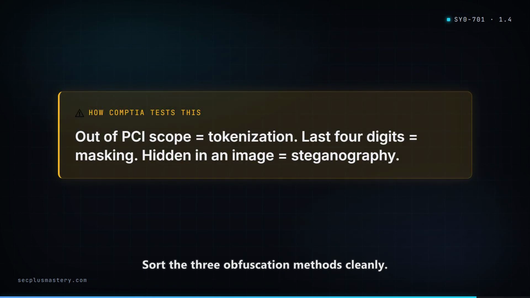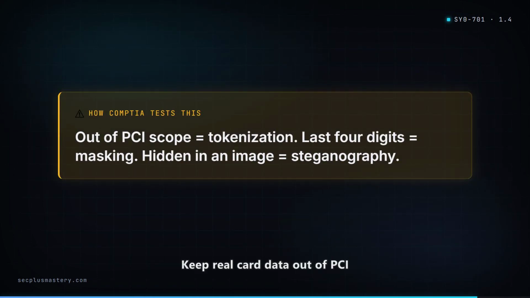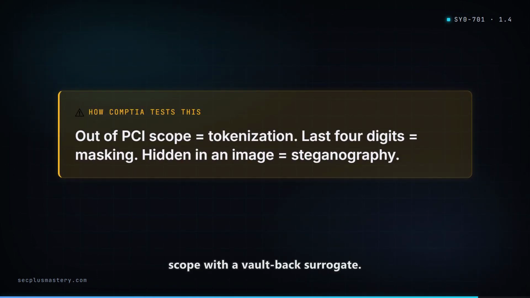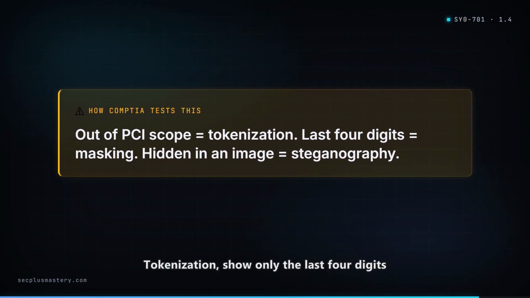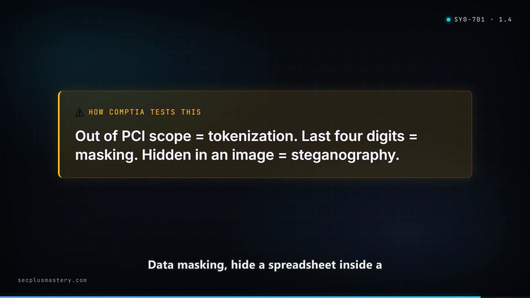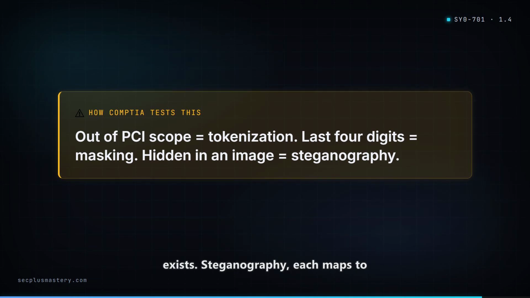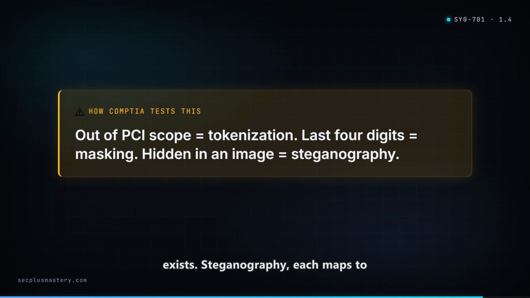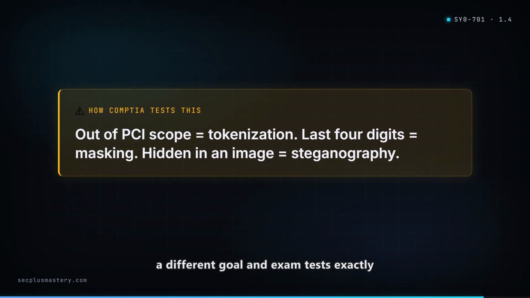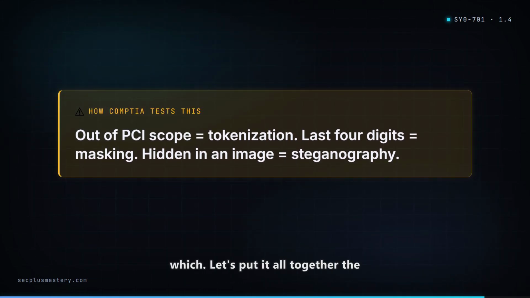Sort the 3 obfuscation methods cleanly. Keep real card data out of PCI scope with a vault-backed surrogate. Tokenization. Show only the last 4 digits on screen. Data masking. Hide a spreadsheet inside a vacation photo, so nobody knows a message exists. Steganography. Each maps to a different goal, and the exam tests exactly which.